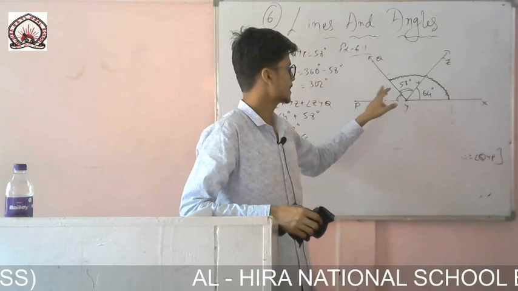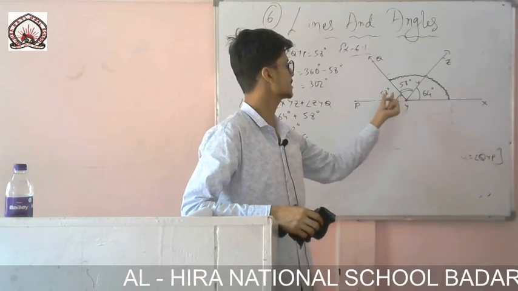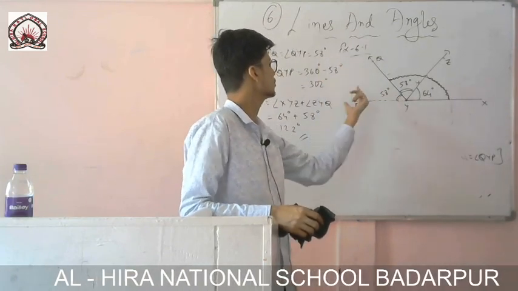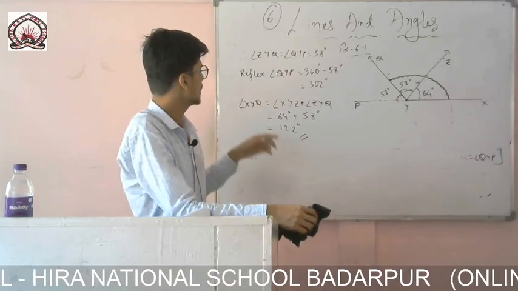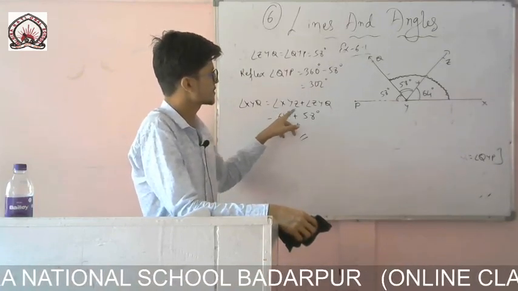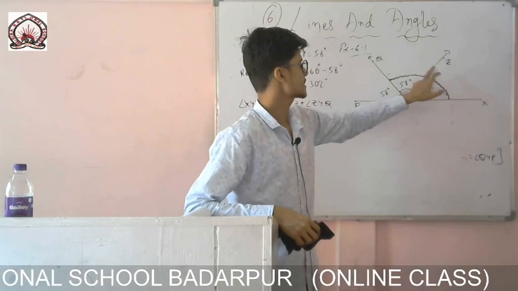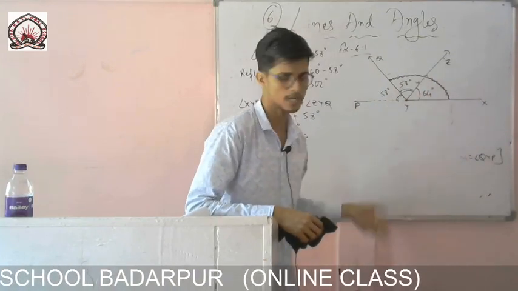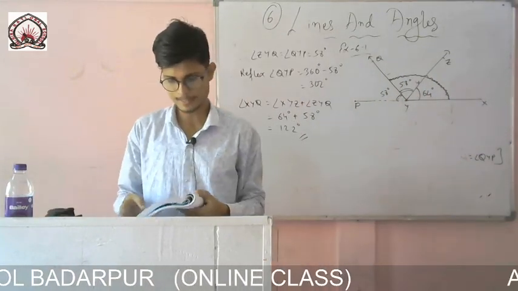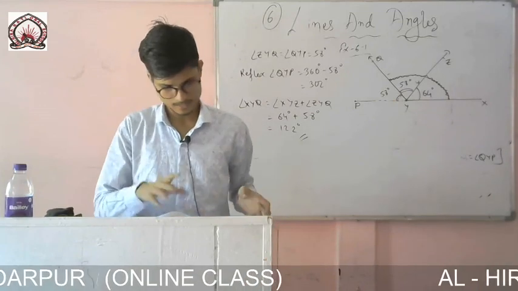So from that one, the question is to find the reflex of this angle. So the angle we have got is 58. Reflex angle will be 360 minus 58 degrees. And XYQ is the sum of these two angles. So 64 plus 58, we have got the answer. Very easy thing. So now this exercise ends here.